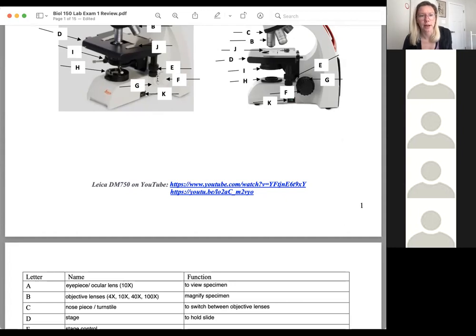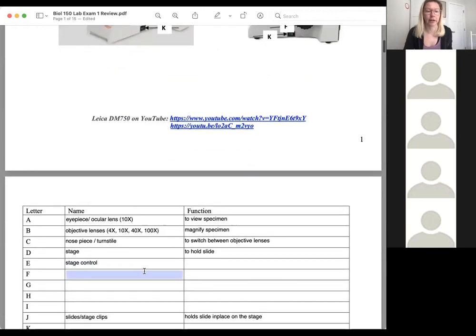Yes, that is correct. These are the two adjustment knobs for moving the stage up and down, basically. So F is the fine adjustment that makes smaller movements, and then we have the coarse adjustment. All three of these parts, E, F, and G, have the purpose of moving that stage so you can get a better look at your specimen.